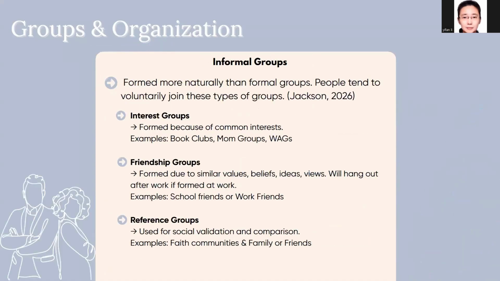Informal groups are formed more naturally than formal groups, and these could be interest groups such as book clubs, friendship groups such as school friends or work friends, and reference groups, which are used for social validation and comparison, often with faith-based communities.